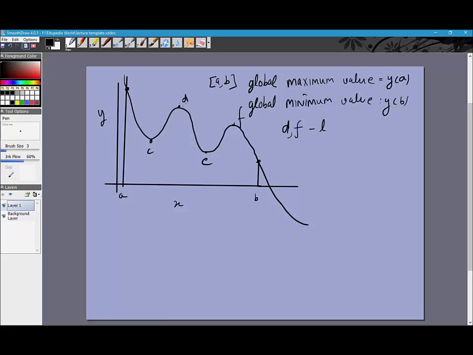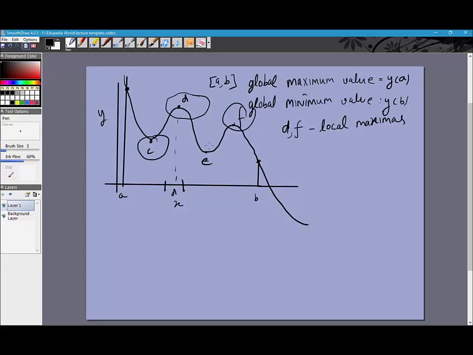However, D and F are points which are called local maximas. Because within their own neighborhood, if you look at a small region near D, D is a maximum. Obviously, it is not the global maximum of the function because the value of the function at A is greater than it is at D. But within its local neighborhood, it is a maximum, or it is known as a maxima. Similarly, F is a maxima.